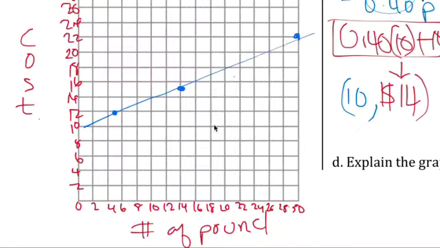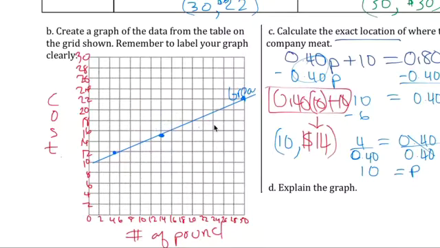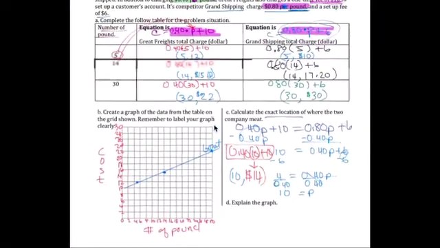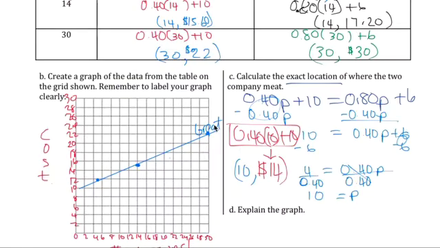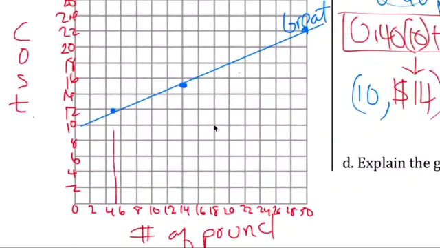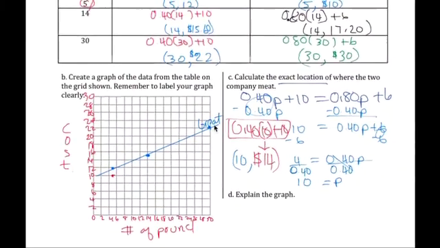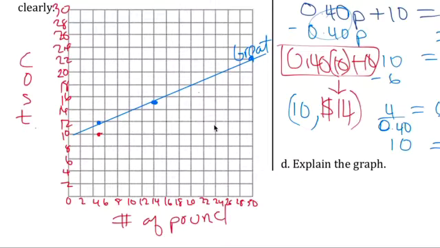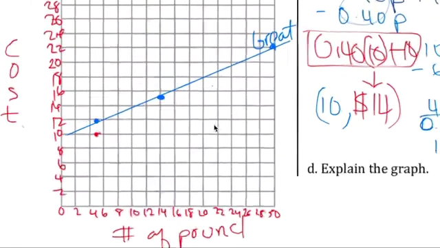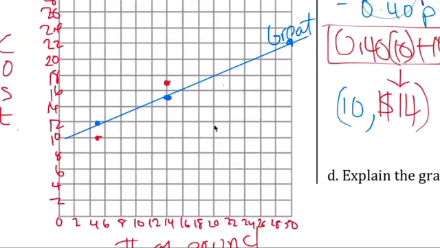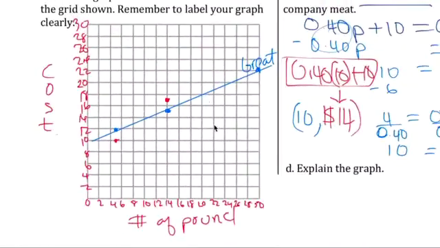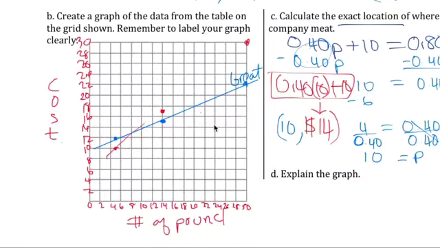Connect the dots. There we go. This is the line for Great Freight. And then we're going to do Grand Shipping, 5, 10. 5, go up to 10. And then it's $14, $17. 14, 17, 20 cents is somewhere there. And then 30, 30 up here. Put Grand.